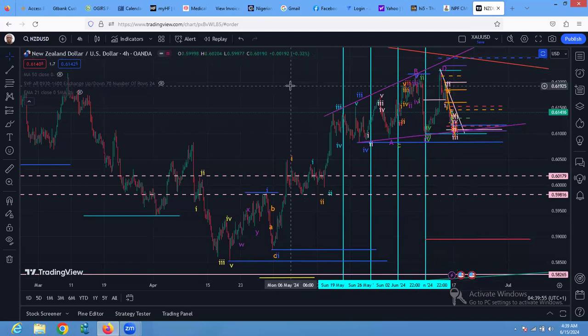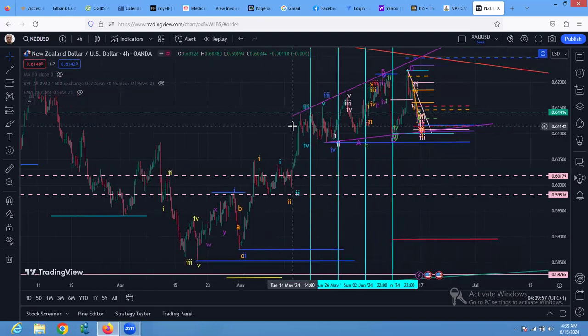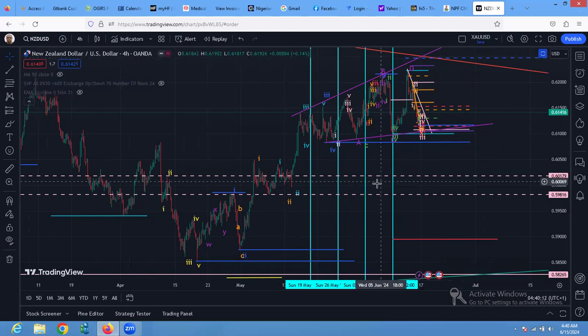That's what I can see. An expanding triangle formation in this area. And if it's what I think it is, price is going to break up and continue to go up higher. That is what we are going to be seeing here.